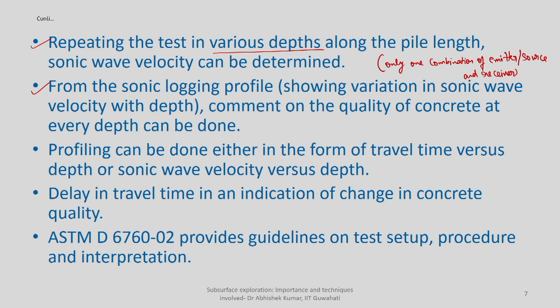So from the sonic logging profile, what do you get? You get how much the acoustic velocity is at the observation point, and if you do the same test at different depths, you see how the sonic logging velocity varies throughout the depth. If you do the same test for different tube spacings, you can take an average, and that will give you on average the characteristics of your pile cross section at different depths, or the overall cross section and dimension of the pile. This is going to help you in commenting on the overall quality of the concrete at any depth or throughout the pile length.